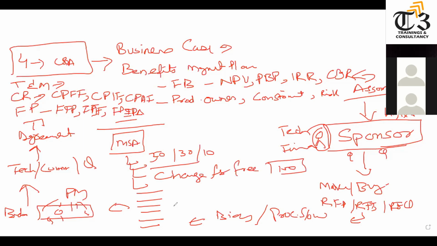Or we have change for free, which means you can make as many changes as you want as long as the total number of user stories remains the same. Or money for nothing: if you selected 100 stories but you have only achieved 80 and you think you are good, you will only pay for 80, not for 100. So these are the Agile situations where you can make the contracts.